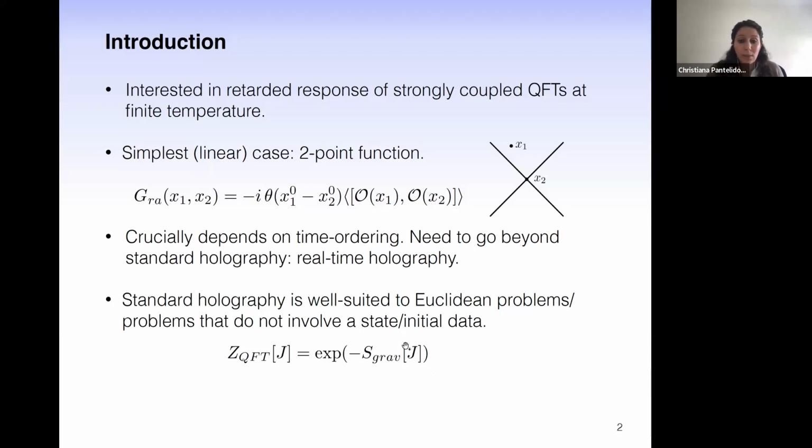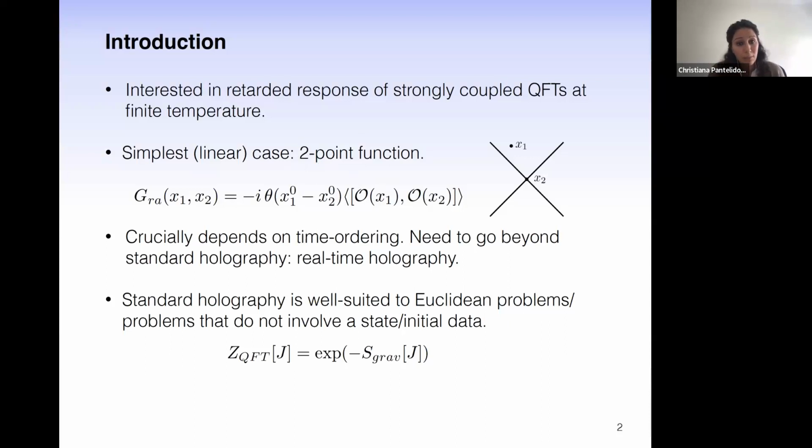Now, this statement here makes no statement whatsoever about the initial state of the quantum field theory, or equivalently, it makes no reference to the initial data that one needs to consider for the bulk fields on the gravity side. And as such, it's very well suited for computing Euclidean quantities, but it's not suited for computing things that have an intrinsic time dependence, like, for example, the retarded two-point function that we were discussing earlier.